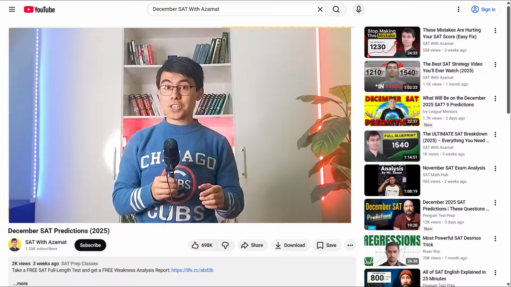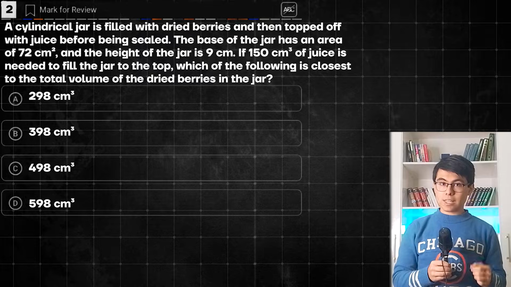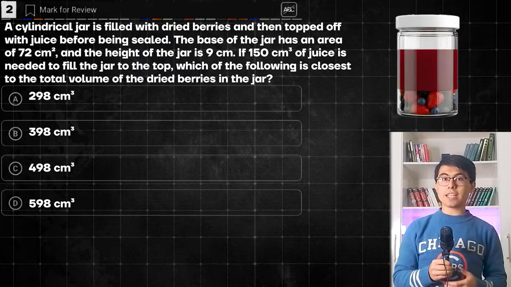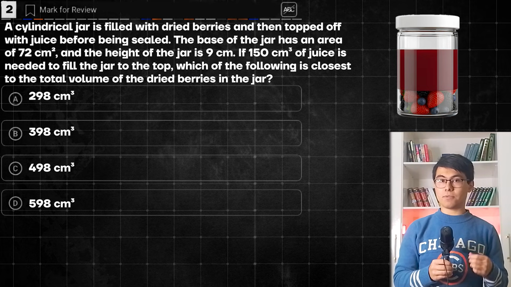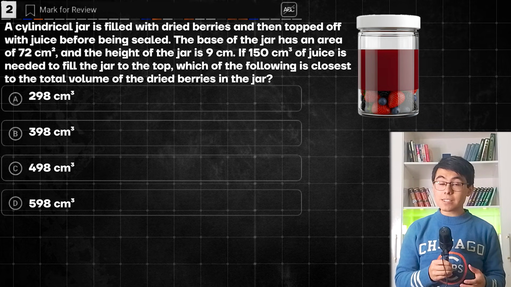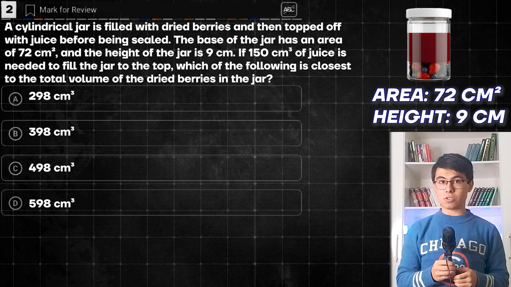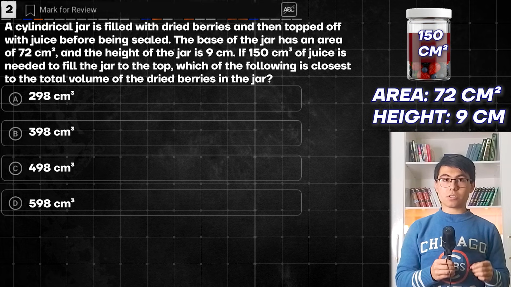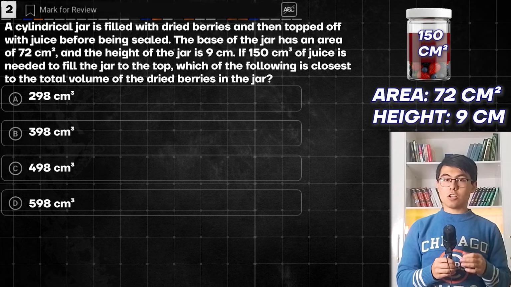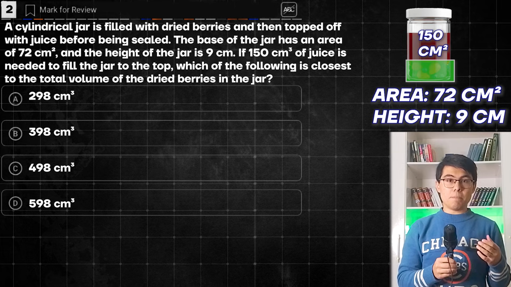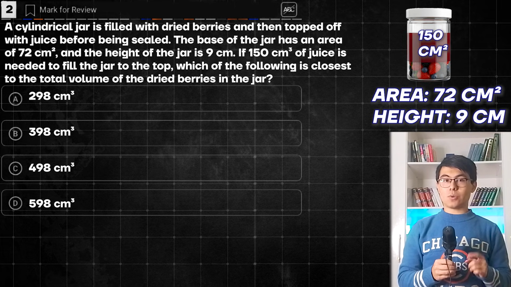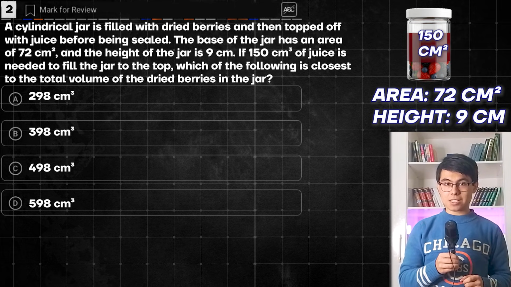Prediction number 2. Prediction number 2 is even trickier. So keep watching this video in full screen. A cylindrical jar is filled with dried berries, then topped off with juice before being sealed. So the base area is 72 centimeters squared and the height is 9 centimeters. 150 cubic centimeters of juice fills the rest. So how much space do the berries actually take? So now it's time to lock in your answer.